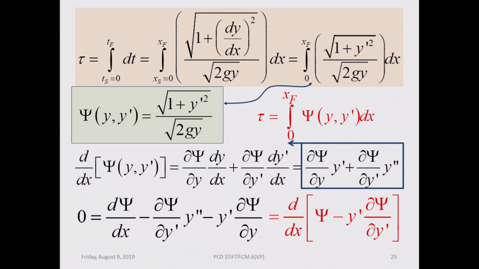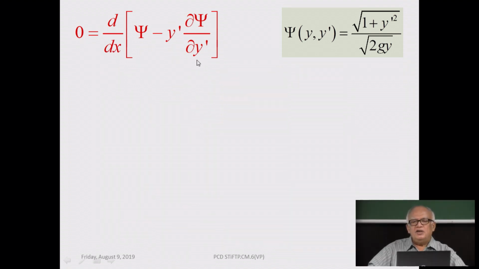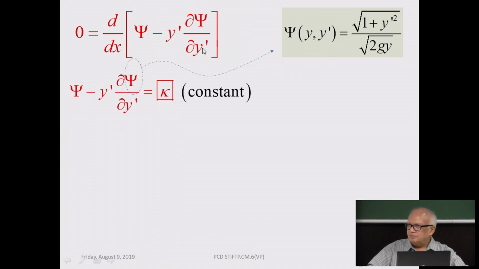Okay, because this is the derivative of a product of two terms, and that's what gives you two terms over here, right? So let us take this result to the top of our next slide, that 0 is equal to the derivative of this. So obviously whatever is the quantity in this box, in this rectangle, must be a constant. Okay, because its derivative with respect to x vanishes.